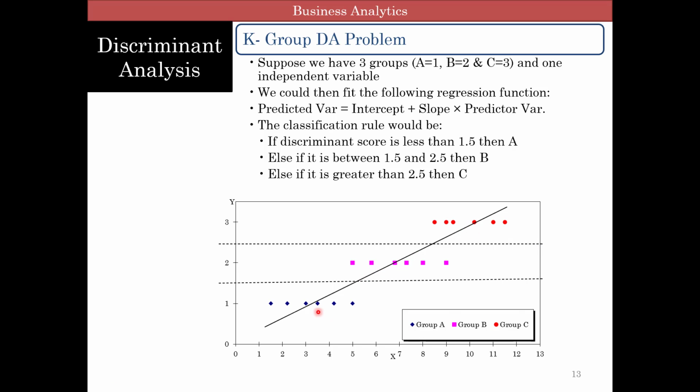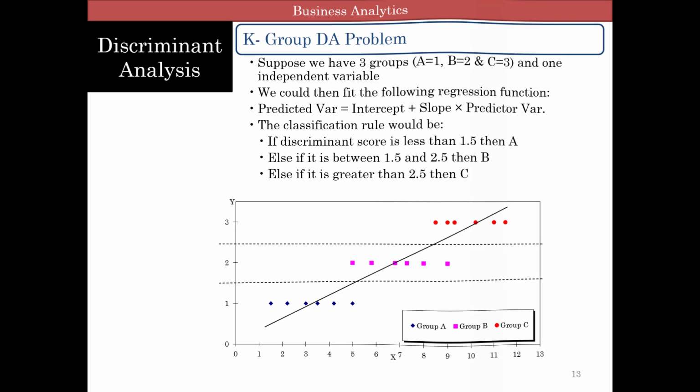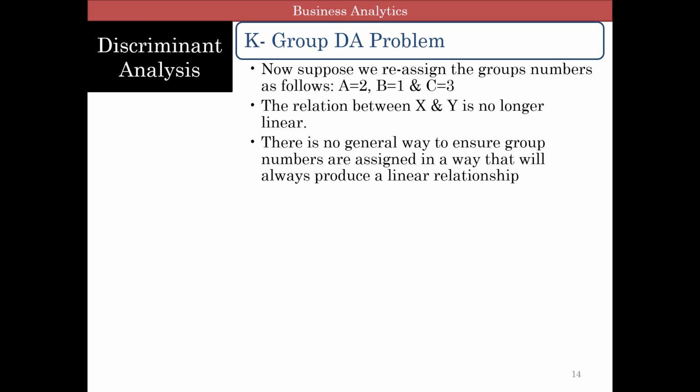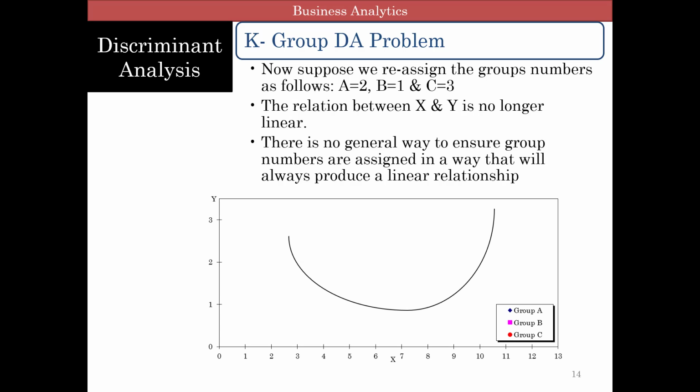But what if A was up here in group 2 and B was in group 1? Let's take an example. Suppose we reassign the groups, and now the relationship is not linear, but curved like this. Then we can't really figure out how to work this, which is why we cannot use the regression method for more than 2 groups, right? It's not going to work.